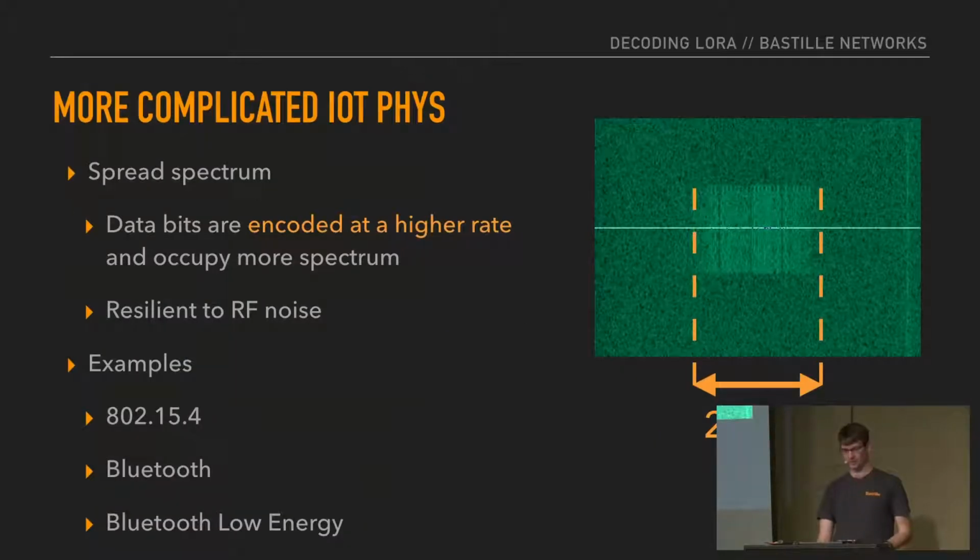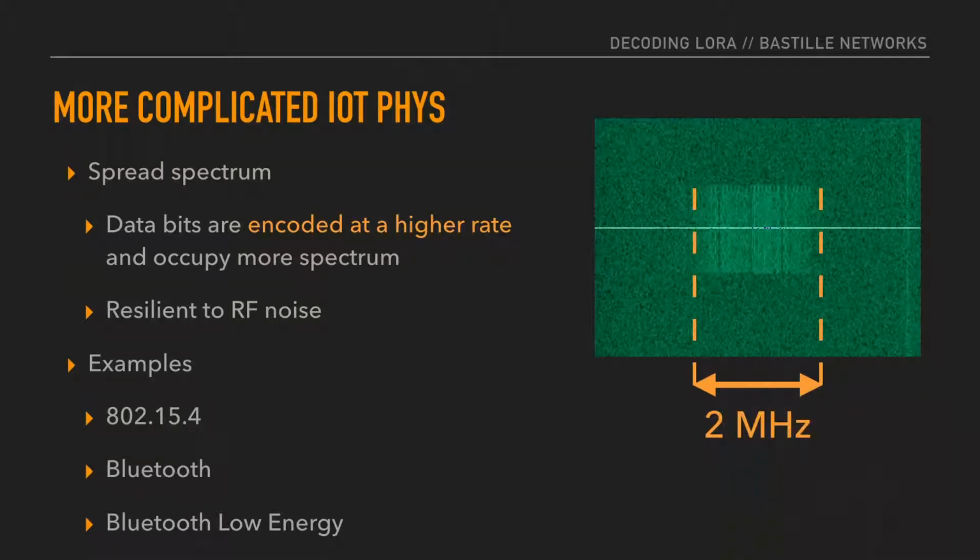There are, of course, more complicated IoT PHYs. We have spread spectrum, where data can be chipped at a higher rate. It'll occupy more spectrum, but it makes it more resilient to noise. And then we have some technologies that do that, like 802.15.4, which uses a spread spectrum mechanism.